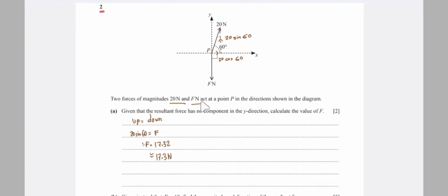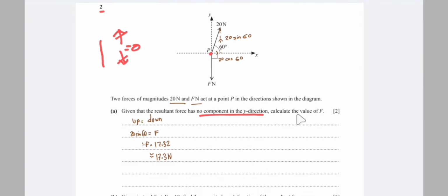Two forces of magnitude 20 Newton and F Newton act at a point P in the directions shown in the diagram. So this is the point P and the two forces are acting, F Newton and 20 Newton. Given that the resultant force has no component in the y direction, it means that the resultant force on the y-axis is 0. That means the force in the upward direction is equal to the force in the downward direction.